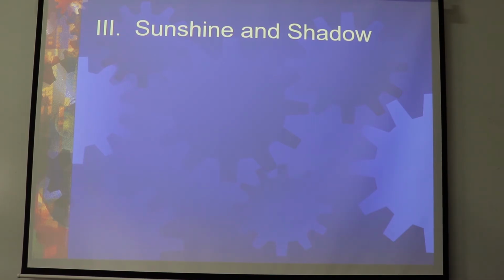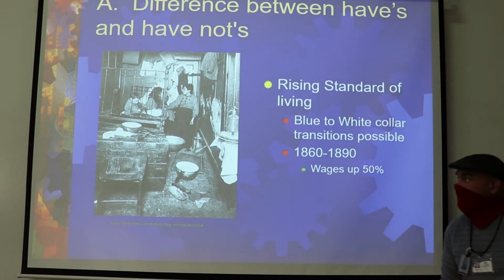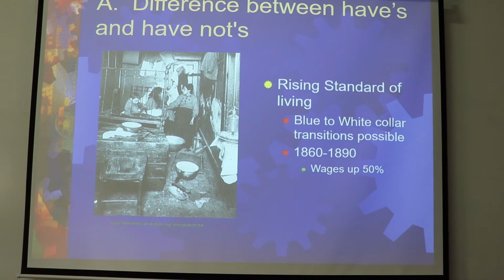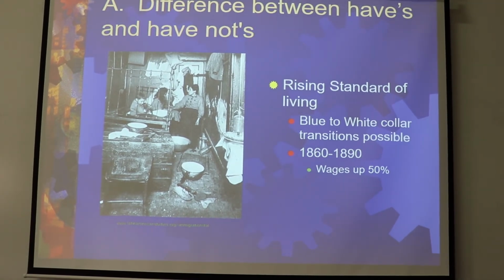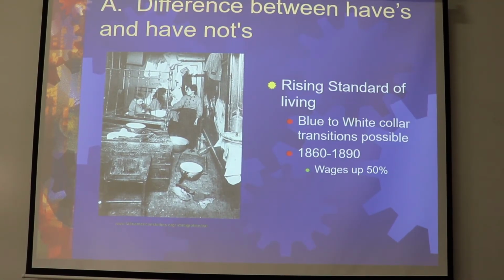Between 1860 and 1900, the richest 2% owned more than a third of the nation's wealth, and the top 10% owned 3/4 of it. But what about the average guy? Well, the life of the haves and the have-nots, there was a rising standard of living. And while suddenly jumping into riches was rare, it was quite common for people to move from blue to white collar jobs, like manual labor to being a manager. Indeed, between 1860 and 1890, wages were up 50%.